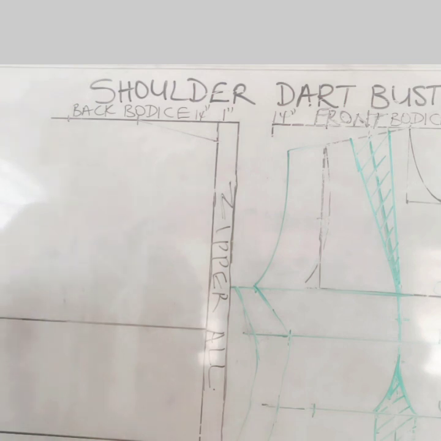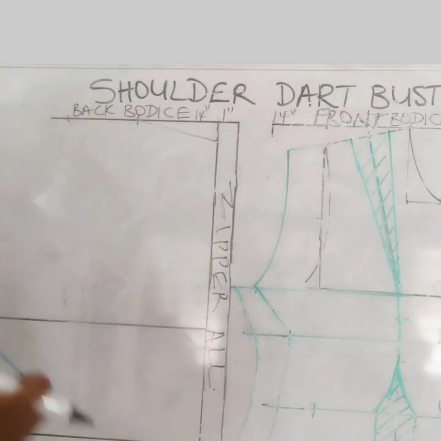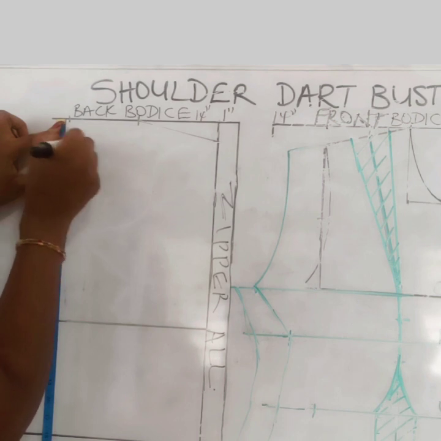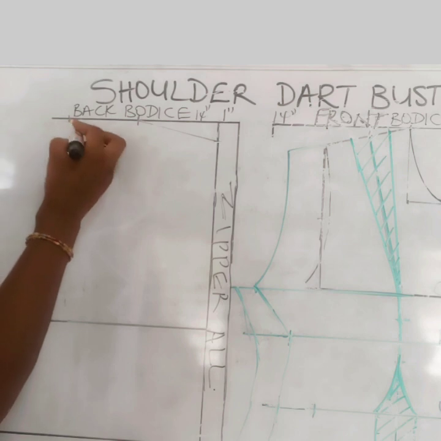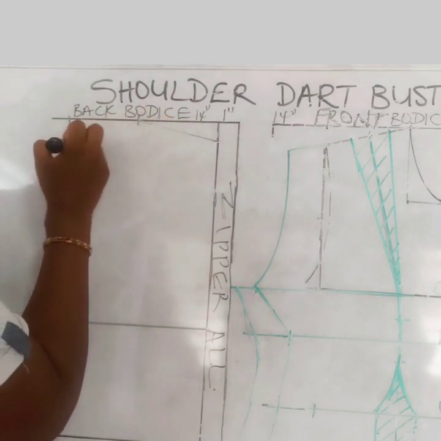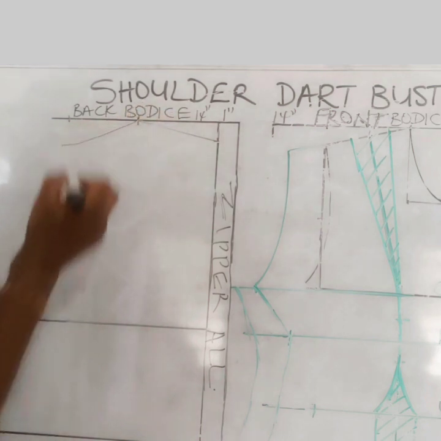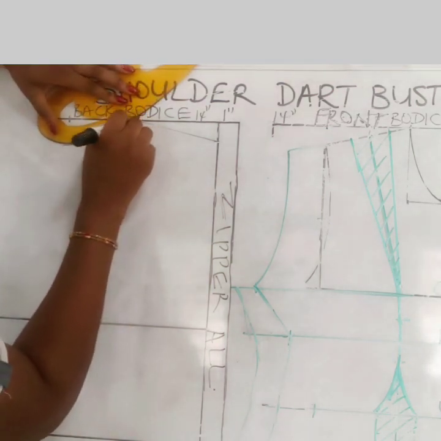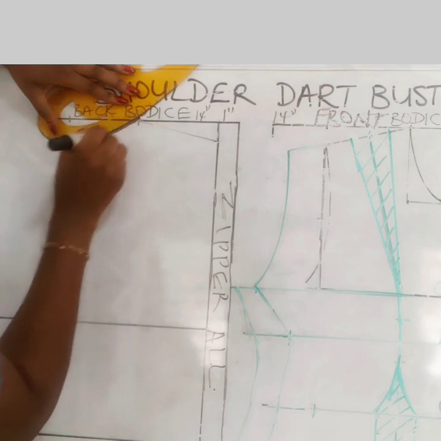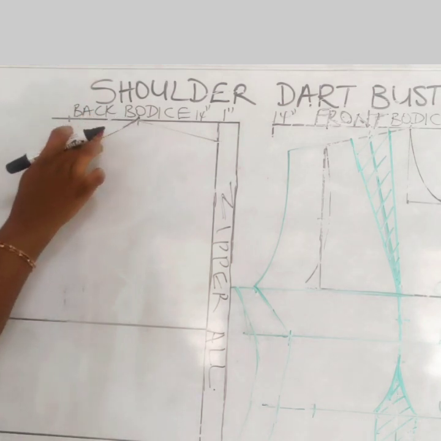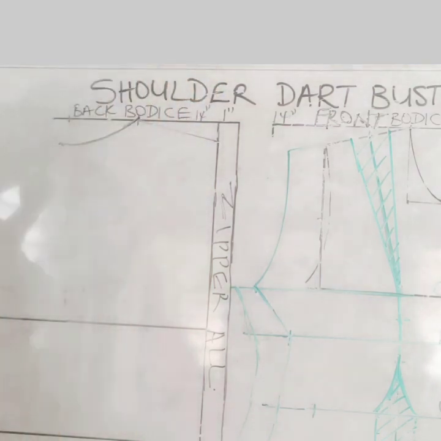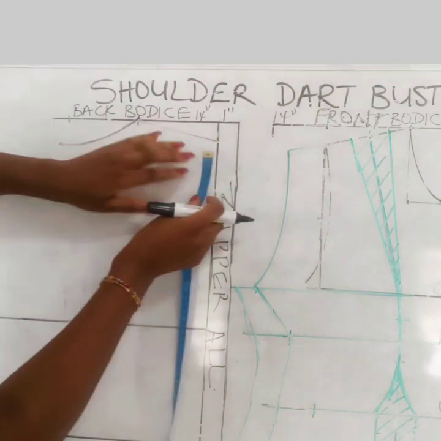The back neckline is not usually as deep as the front. So for the back, I'll use 1.5 deep. It depends on what you want. Some use 1 inch, so I'll be using 1.5. And then I just connect it to this place. I can use my free hand, or you can also use your French curve to give it a slight curve. So the same armhole depth, 8 inches.